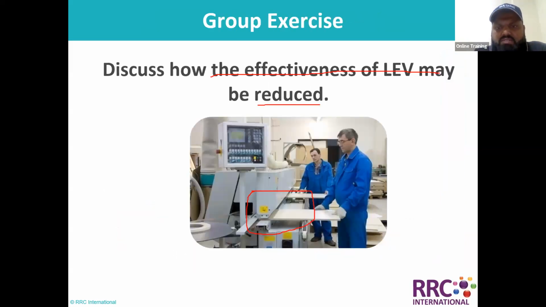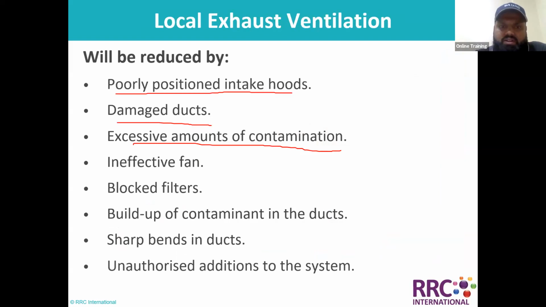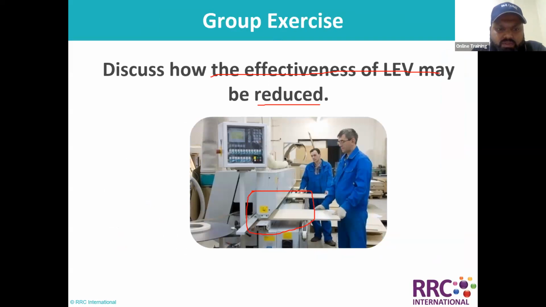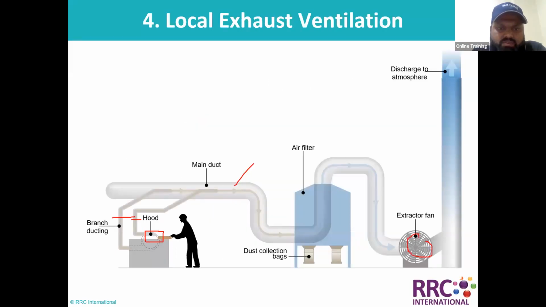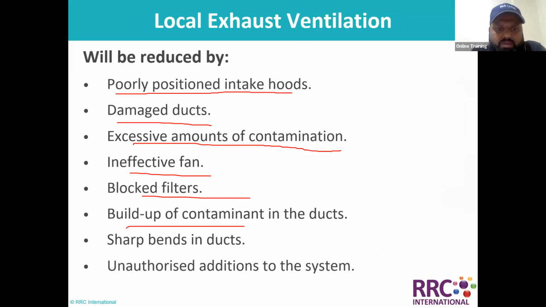In case you have other factors, for example an air conditioner, or fans already running there, those can divert the contaminants. Then ineffective fan or blocked filters. For example, this fan is not effective, or the fan placed over here, or over here, would not be effective. Maybe there is damage in the air filter. Then build up of contaminants in the ducts.